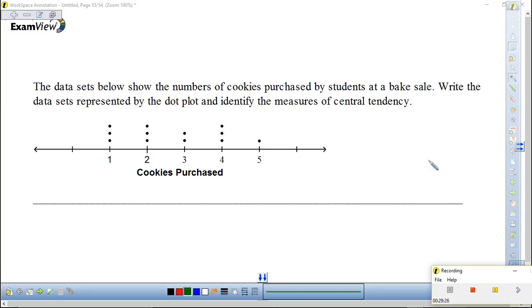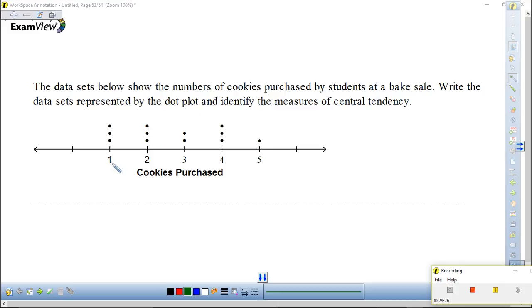Number 24, study guide A. Here we go. It says, the data set below shows the number of cookies purchased by students at a bake sale. Write the data set represented by the dot plot and identify the measures of central tendency. All right. In order to identify the measures of central tendency, don't we need to have them from least to greatest? Okay, so let's start with the least.